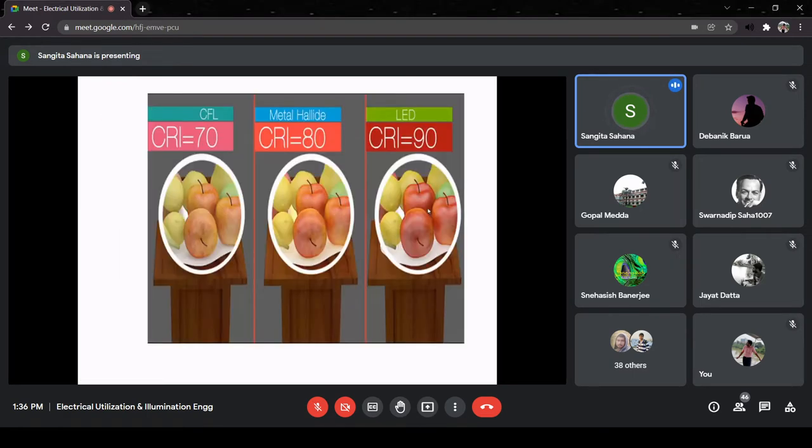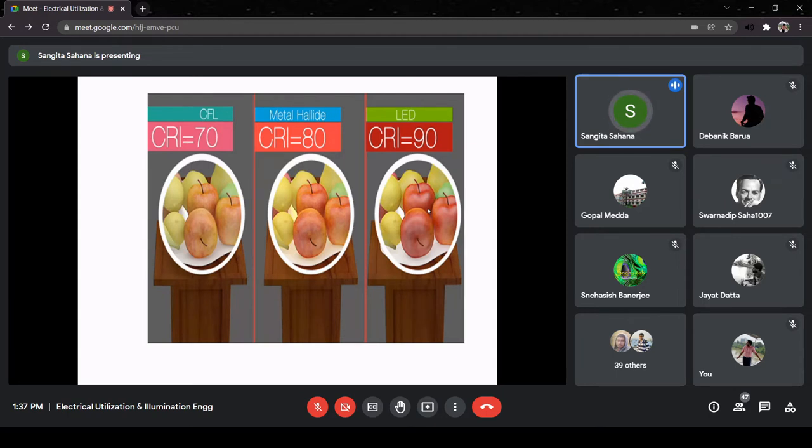Okay. So, you will see what happens in a jewelry shop: yellowish light is used. As the light is yellowish, all the golden colors or bright colors will be visible in a more bright form. If you go to the vegetable market, bluish or greenish type of light is used. So all the vegetables will look more blue, more green.